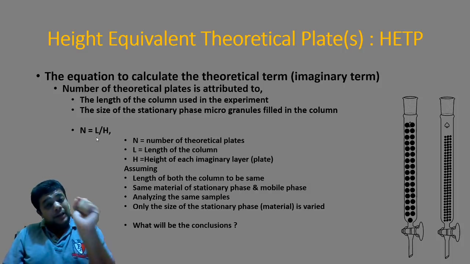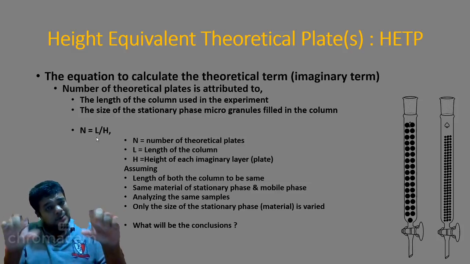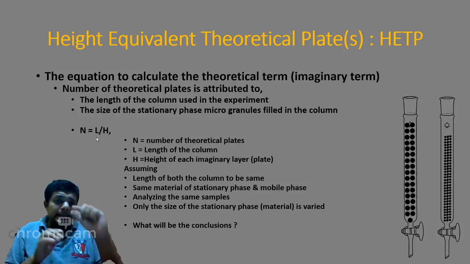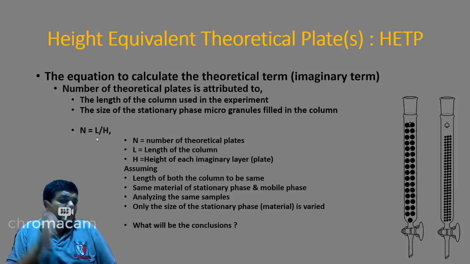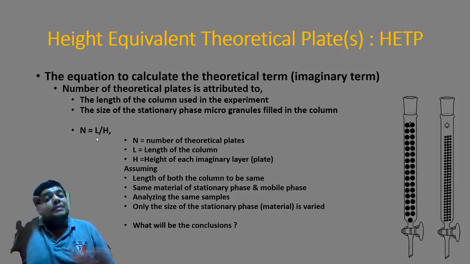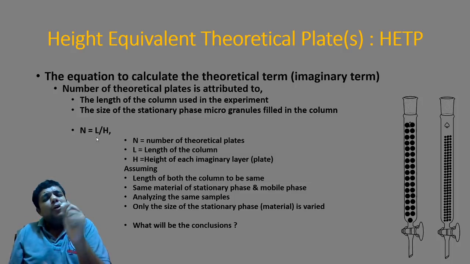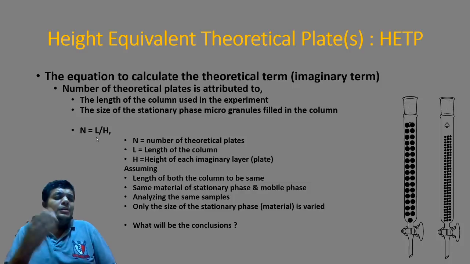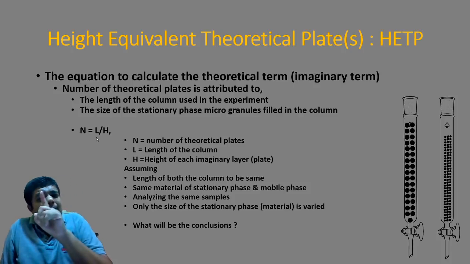Now I'm saying it again. Length is constant in both. So if I decrease the height of each layer by using very fine stationary phase particles, I will increase N. And if N is more, separation is best. How to decrease the layer size? Just by taking smaller and smaller micron particles. If you are using 5 micron, start using 2.5. If you are using 2.5, go to 1 micron. The smaller the micron size, the smaller the height of the layer.